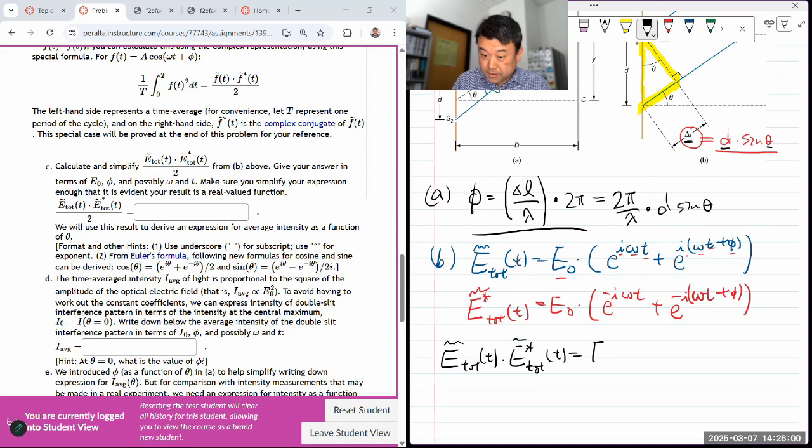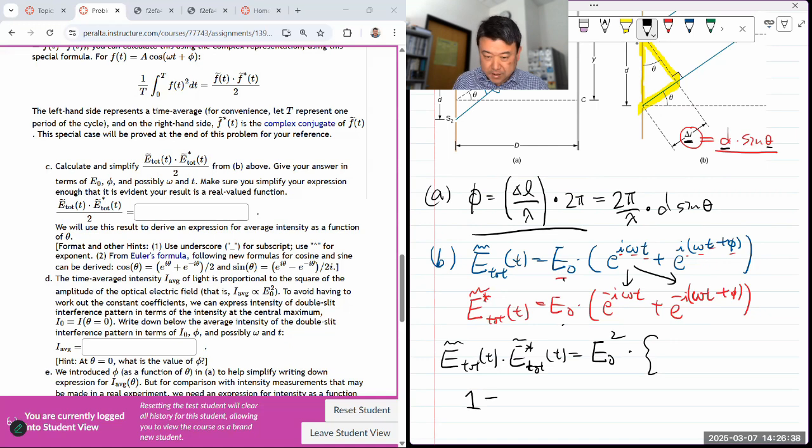So we start out with the E naught squared. It's coming from multiplying these two, and we are going to have 4 terms. So e to the i omega t multiplied by e to the minus i omega t, that's the first term. That's going to be just equal to 1, because they cancel each other out, the exponential algebra, or you can express this as 1 over e to the i omega t. Okay, let's do this multiplication, e to the i omega t times e to the minus i omega t minus i phi.